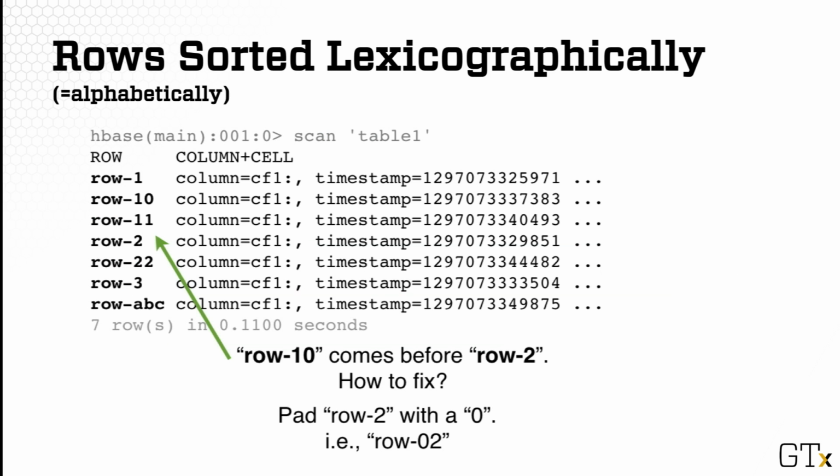Here's an example of how rows may be stored in HBase. Here we have 7 rows. The first column contains the row keys, row 1, row 10, row 11, row 2, and so on. You will see that row 10 comes before row 2. This is due to the alphabetical sorting order. To bring row 2 to right after row 1, we need to pad row 2 with a 0, so that instead of row 2, we use row 02.